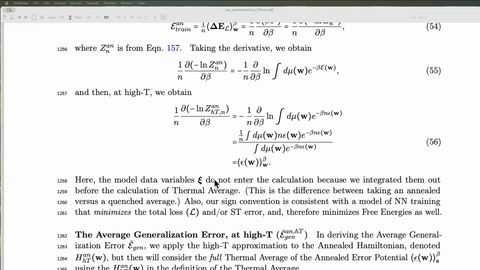Here, the model data variables don't enter the calculation because we integrated them out before the calculation of the thermal average. This is actually a key thing, because when you integrate out the model variables, and I should comment on this, you also integrate out the dimension of the vectors. So it turns out that the M dimension doesn't appear. And our sign convention is consistent with the model of neural network training that minimizes the total loss or training error and therefore minimizes free energies as well.